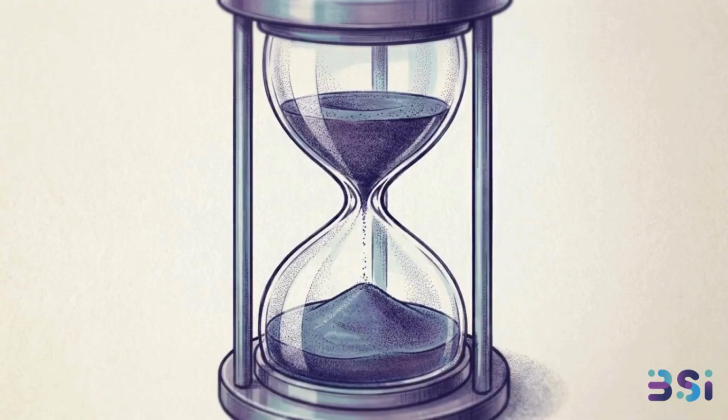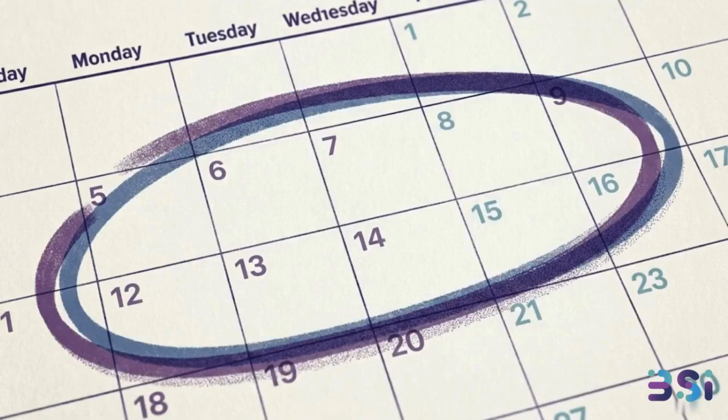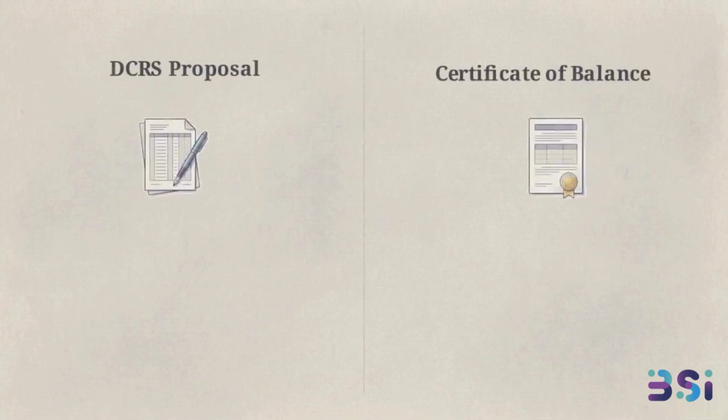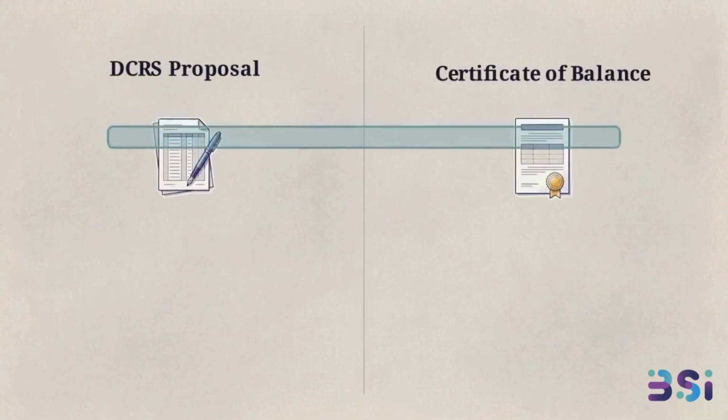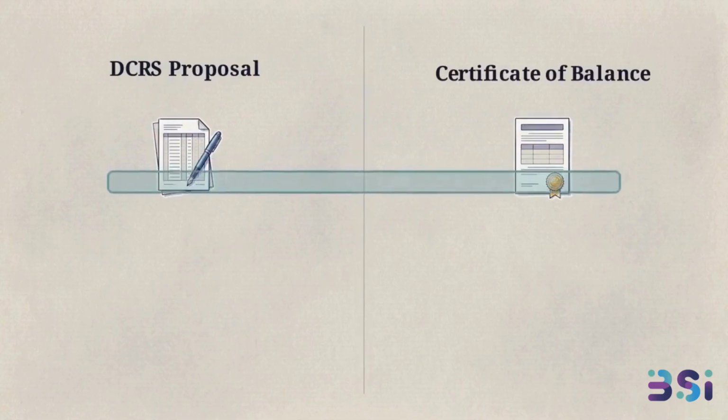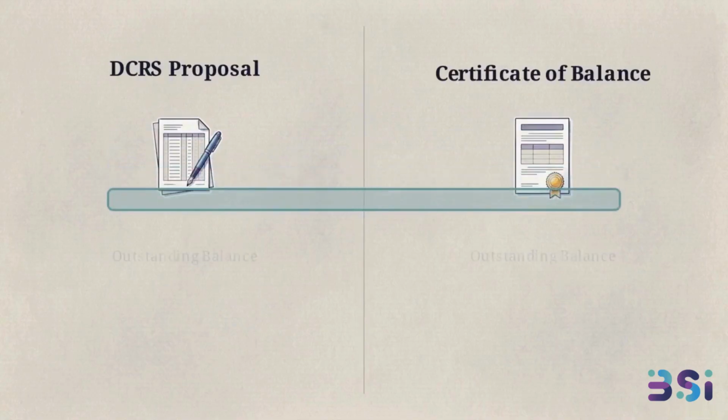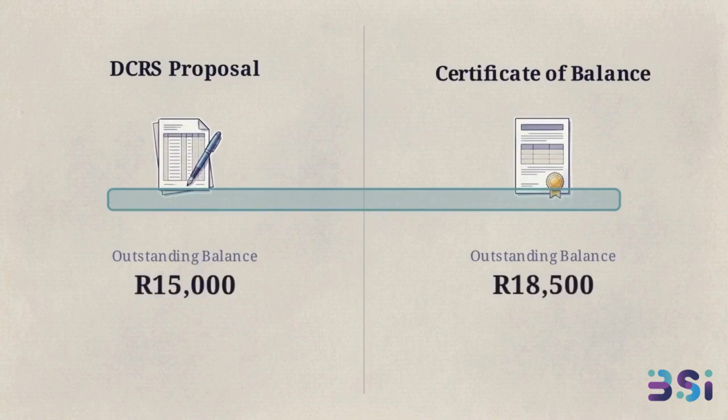The arrival of the DCRS proposal initiates a critical negotiation window. The assessment agent has exactly 10 business days to evaluate the mathematics of the proposal and issue a formal response. This split-screen comparison shows the first step of the audit protocol, verifying the input data. The proposal data on the left must align precisely with the original certificate of balance on the right.